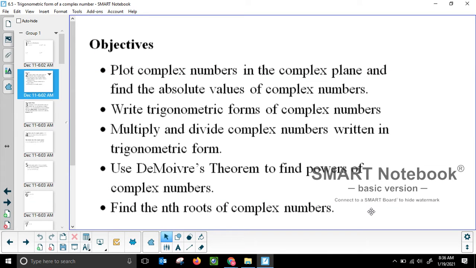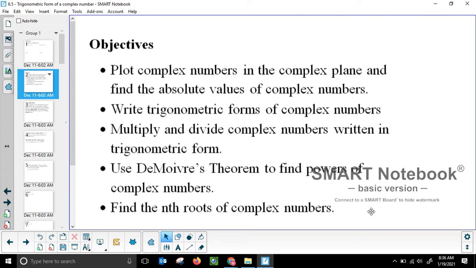Good morning, class. Today we're going to talk about complex numbers in trigonometric form. Trigonometric form is also known as polar form. So if you see polar, that is what it means as well. All right, today we're going to plot complex numbers in the complex plane. We're also going to plot them in the polar plane as well.